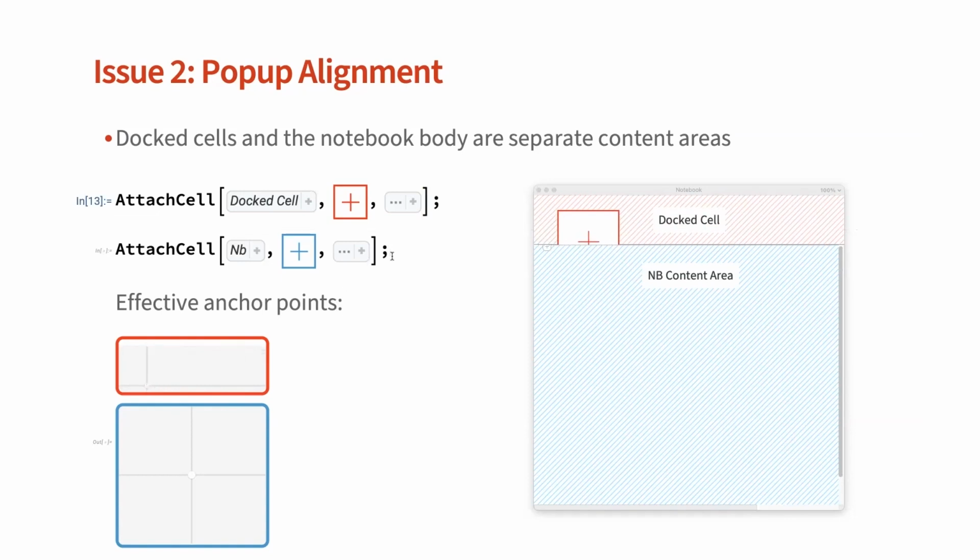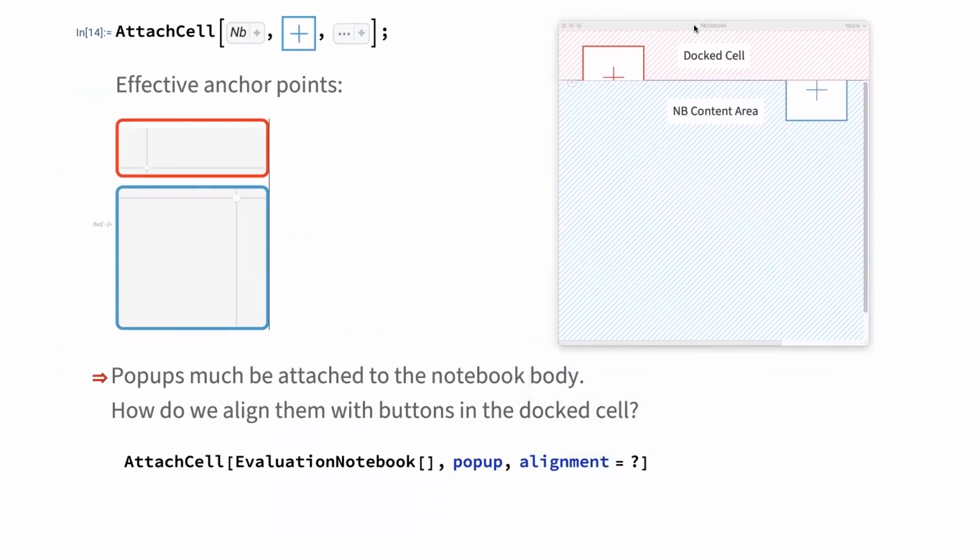And if I do the same thing to the notebook content area, so if I attach this blue cell to this area here, then we see the same behavior. So therefore, you must attach pop-ups to the notebook body. Now, of course, this is only relevant if you want rich pop-ups that you want to put in an attached cell. If you just want action menus as we were using before, then obviously that's fine.